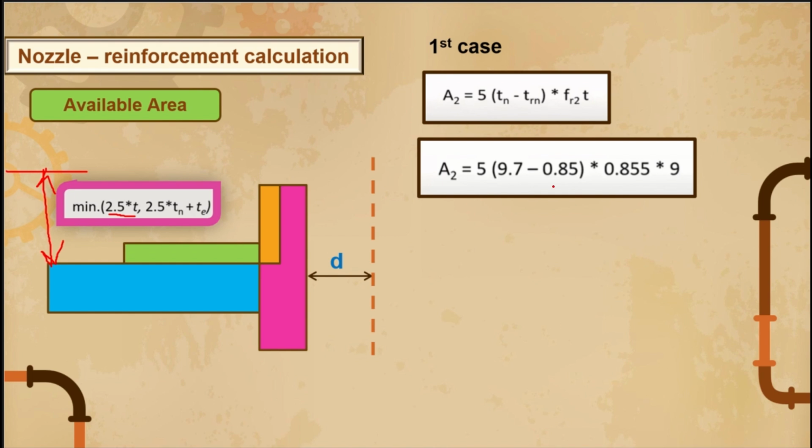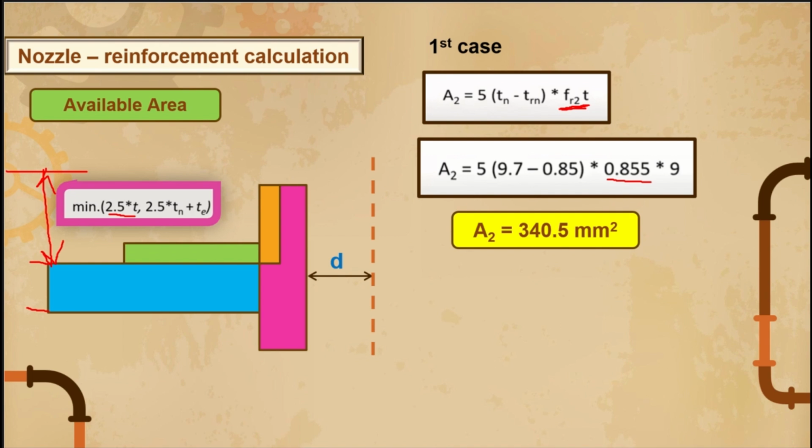If you calculate all these values, you can observe one more value, that is FR2. What is the meaning of FR2 here? We are also calculating nozzle and shell, right? Both the materials are different, so we need to calculate FR2. The same value will come, that is 0.855, and T is 9 mm. If you calculate these values, you will get A2 as 340.5 mm square.